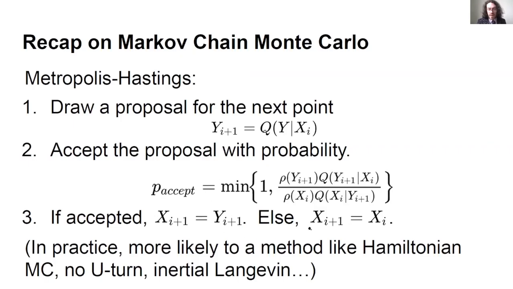And in practice, you're likely to use a more complicated method like Hamiltonian MC or no U-turn, which is what really drives Stan, or inertial Langevin, which is what really drives much of the MD community. But this intuition of having a proposal and then accepting it with some metropolization, some probability, is really what underlies a lot of these methods.